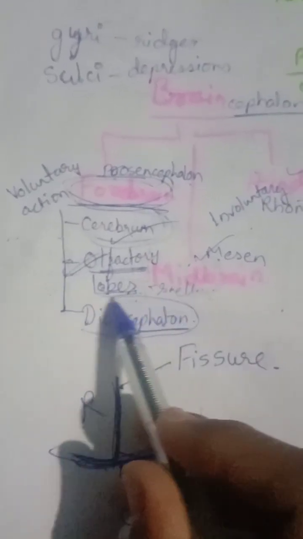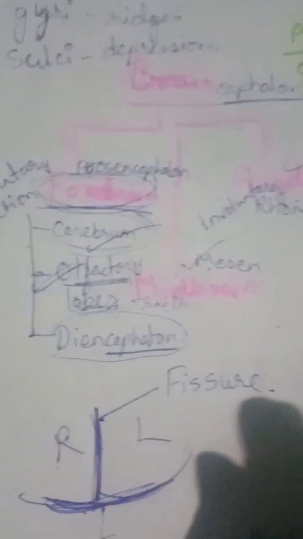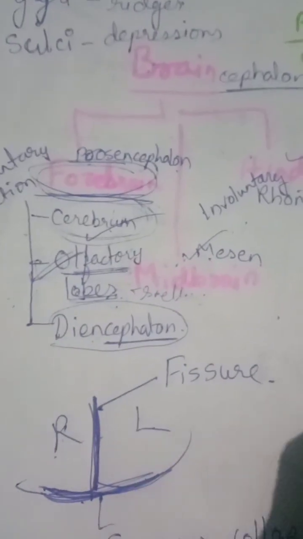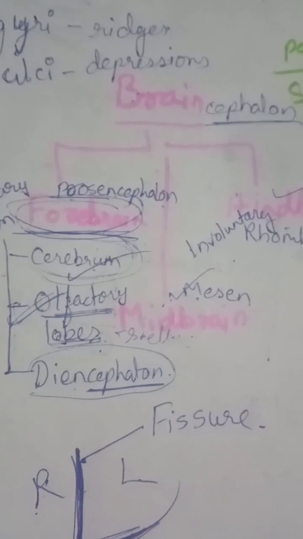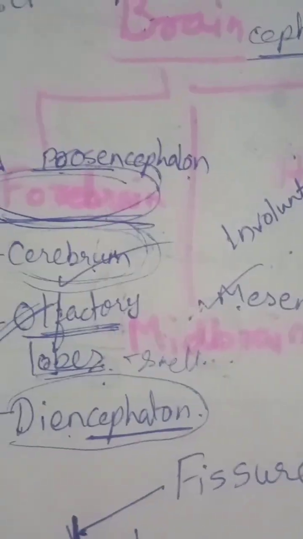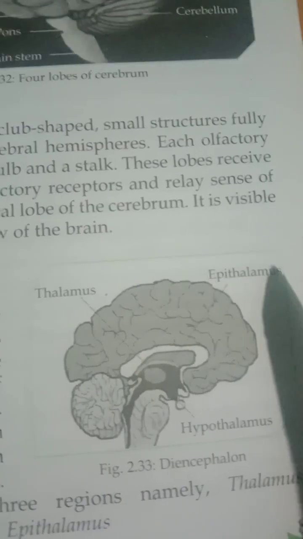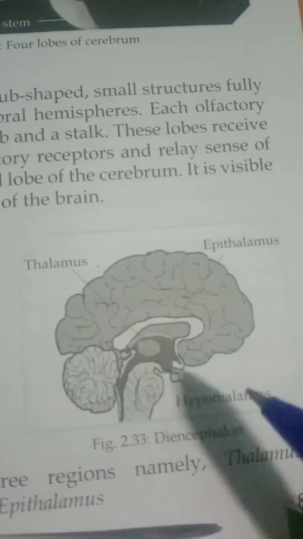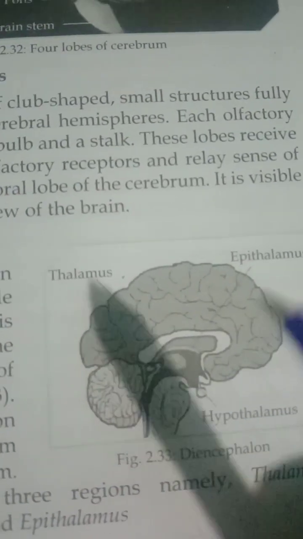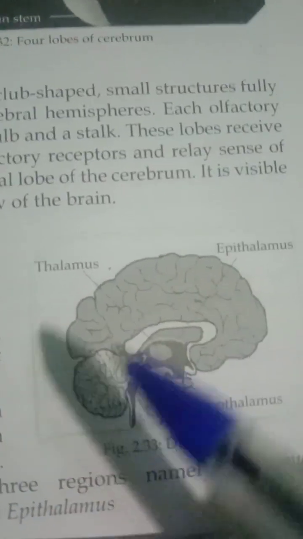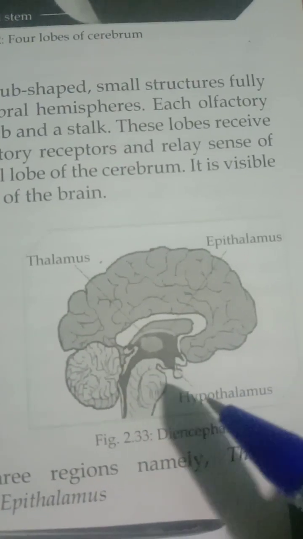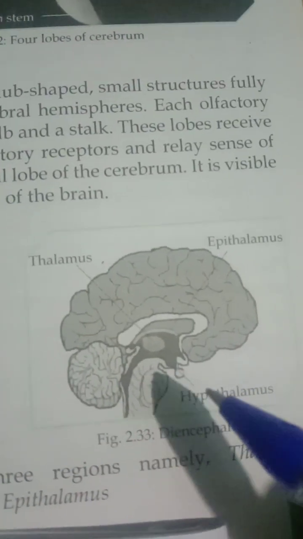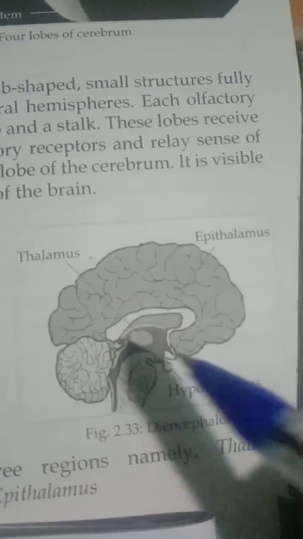Now diencephalon is a part located on the inferior side of your brain, which you can view only from the ventral side. It is the region between the cerebrum and the brain stem, and it consists of three parts. I'll show you in the picture. It contains three parts: thalamus, epithalamus, hypothalamus. So these are the parts of diencephalon. Now hypothalamus is attached to the master gland pituitary with a stalk called infundibulum.